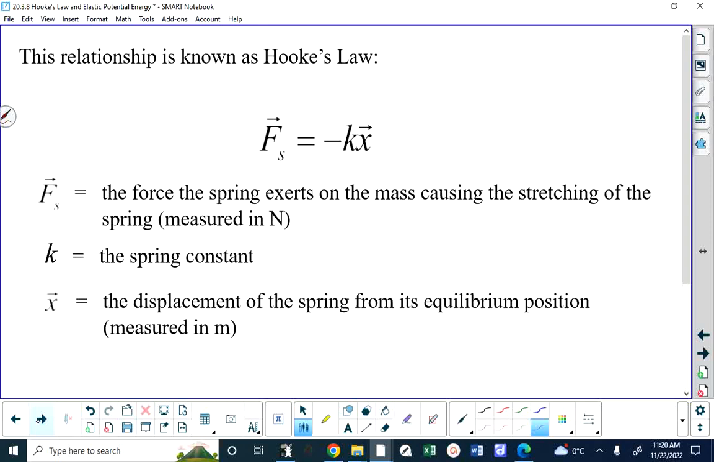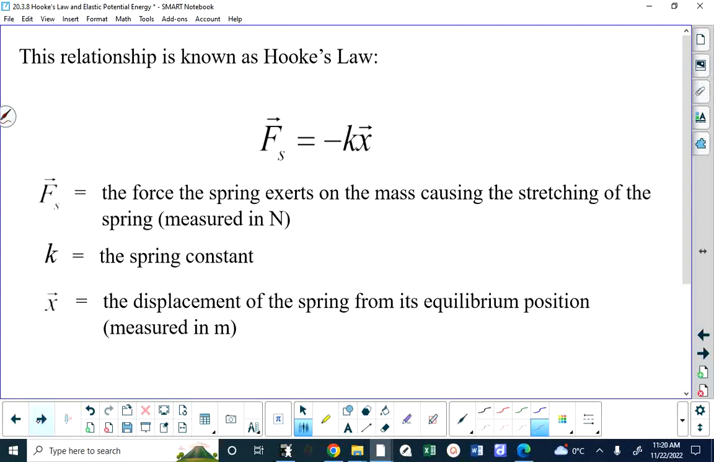K is something called a spring constant. And I'm going to come back to that in a second. I'm not telling you too much about it. And x is the displacement. What I will tell you is that the spring constant tells us in some way how stretchy the spring is.